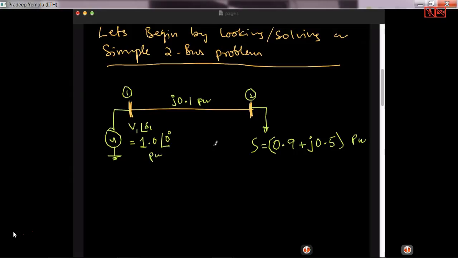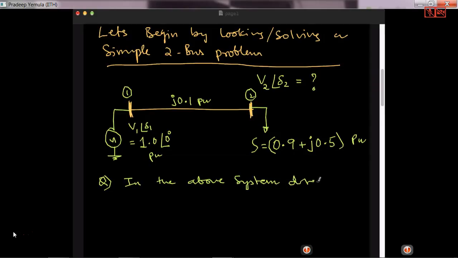Therefore, in the entire system, the only unknown states are V2 and delta 2. What is the value of V2, and what is the value of delta 2? These are the two unknown values. So the question is: in the above system, determine the unknown states.